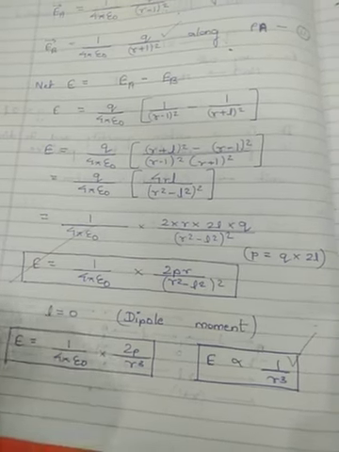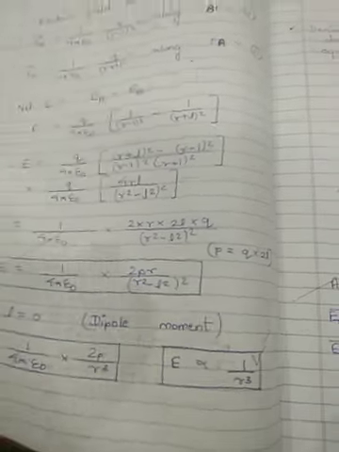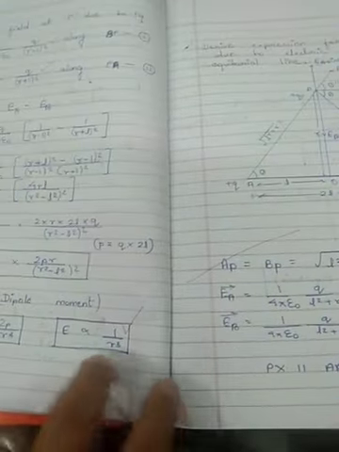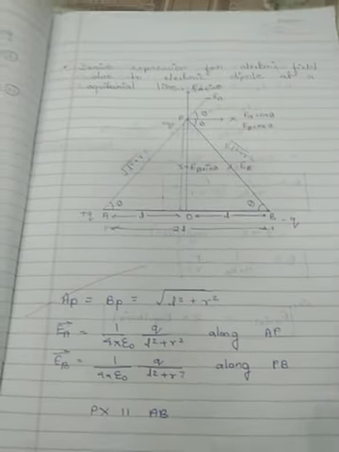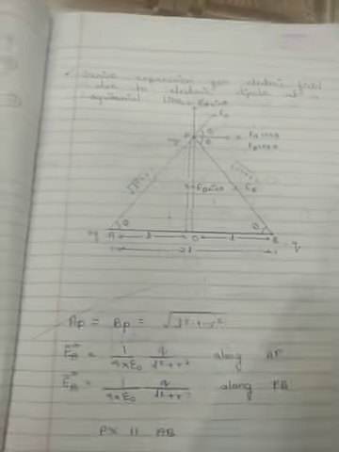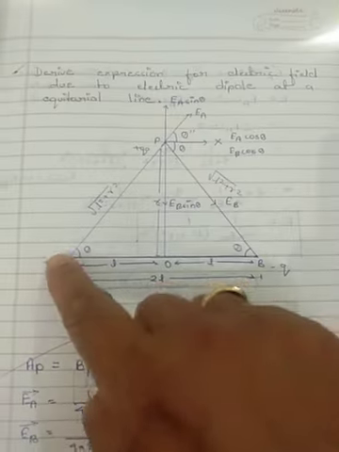And for a source point charge, how does the electric field vary with distance? This is 1 by r square. For a dipole, this is 1 by r cube. Remember, this comes as one more question in your board examination. Now come to the electric field at a point due to the equatorial line. So this is your electric dipole.